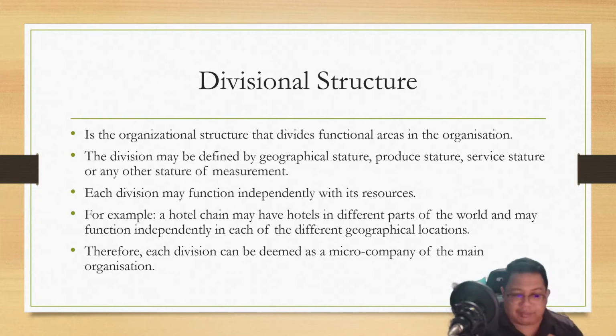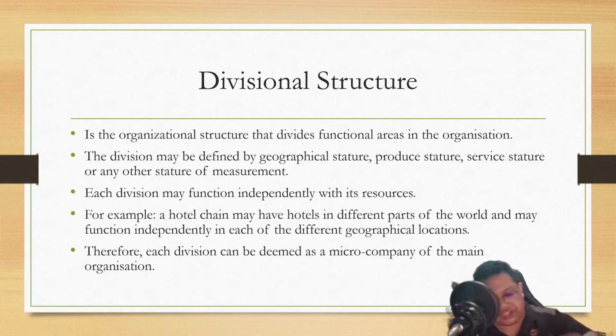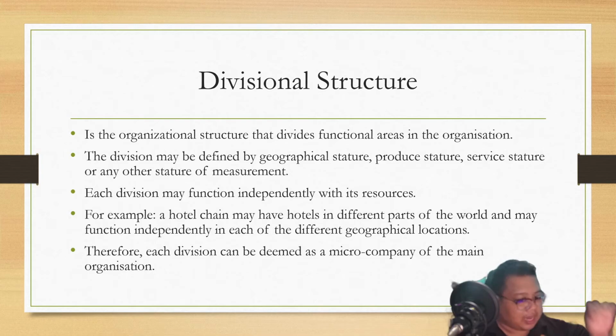A hotel chain may have hotels in different parts of the world and may function independently in each of the different geographical locations. For example, maybe you are the manager, maybe you are part of hotels in Malaysia. So they have different branches here and there, which sometimes may work differently. They might function independently.